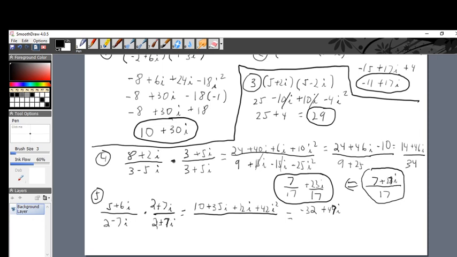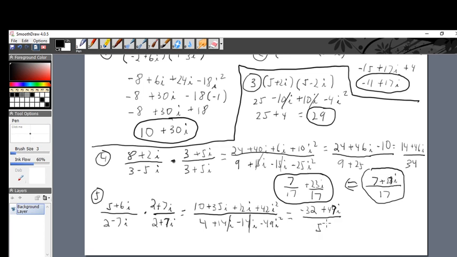Now, what about this? 2 times 2 is 4. 2 times positive 7i is 14i. Minus 7i times 2 is minus 14i. Predictable. And finally, we've got negative 7i times 7i is minus 49i squared. These are gone. Minus 49 times negative 1 is positive 49. And 49 and 4 is 53.